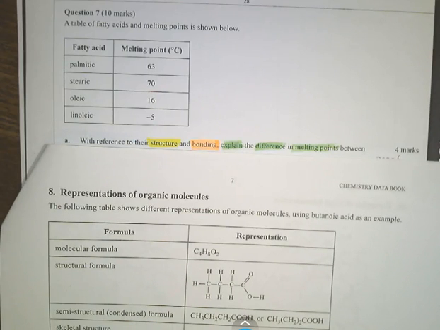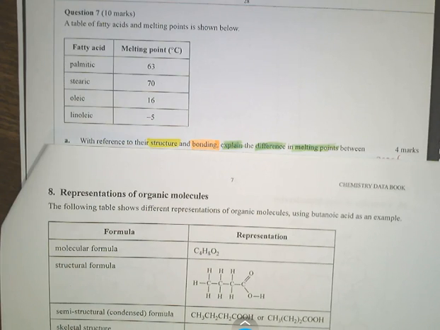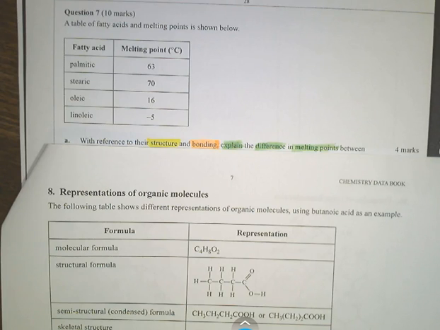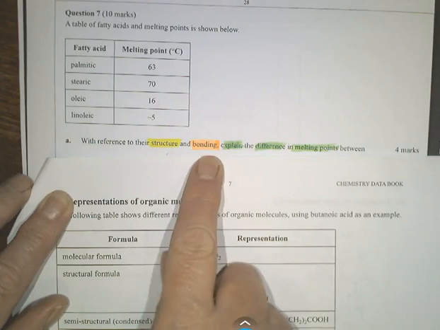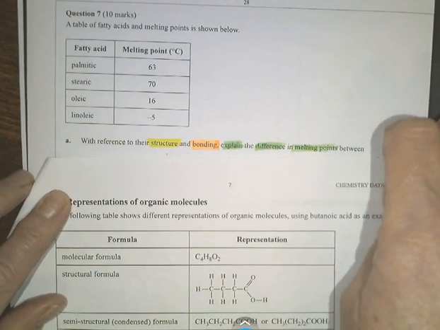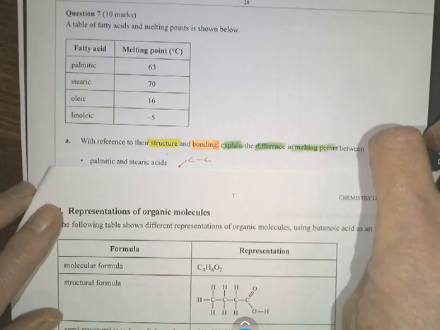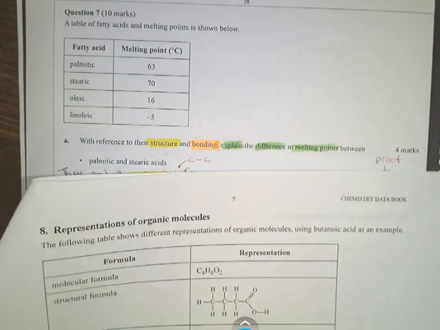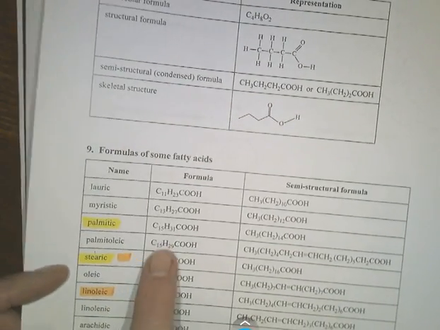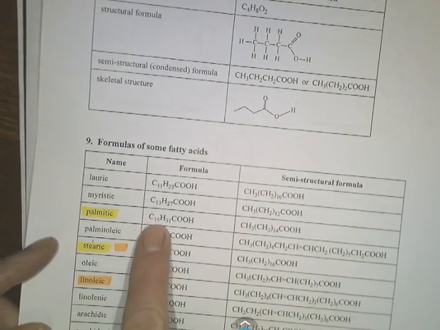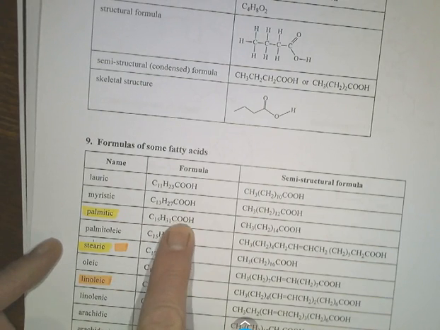Okay, question 7, 2017 exam. A table of fatty acids and melting points is shown below, so just fatty acids. The question says, with reference to their structure and bonding, explain the difference in melting points between palmitic and stearic acids. So you need to look up your data booklet to see that palmitic is this one and stearic is this one.